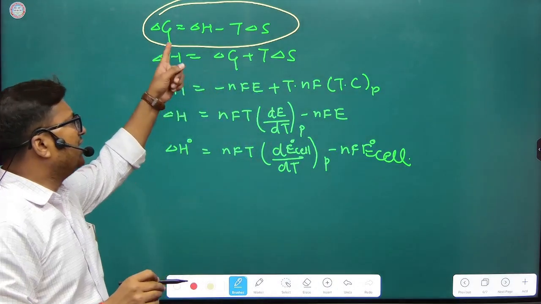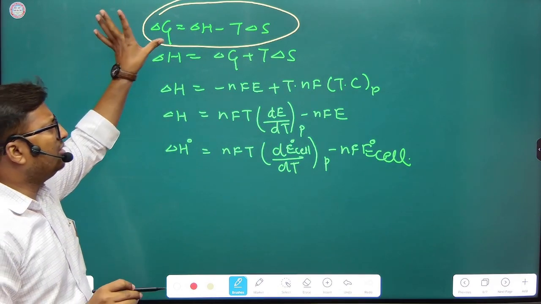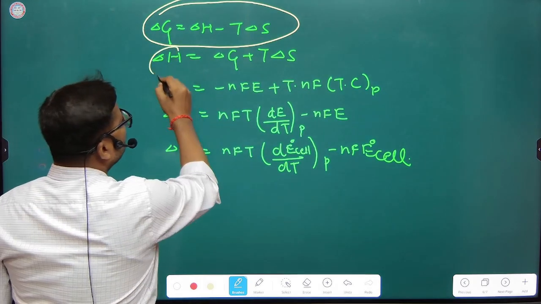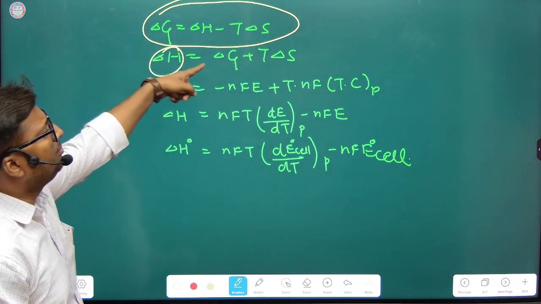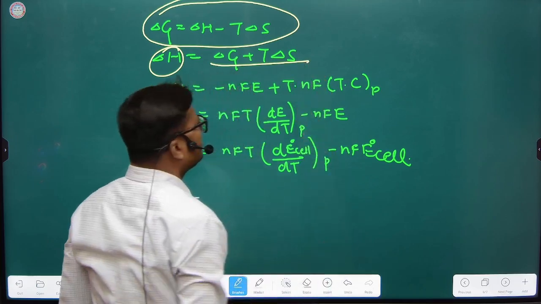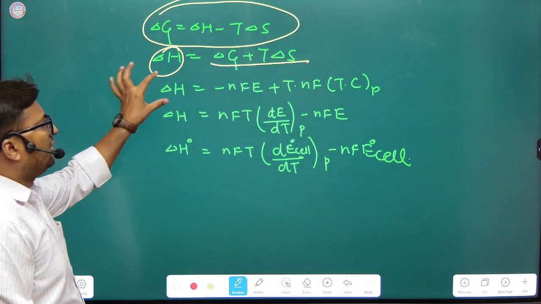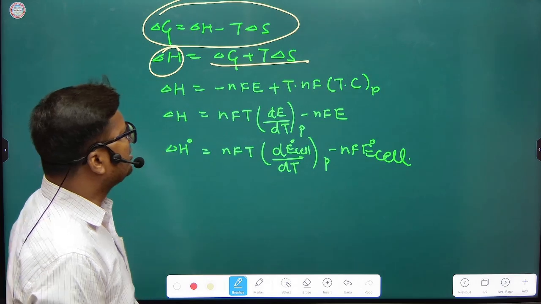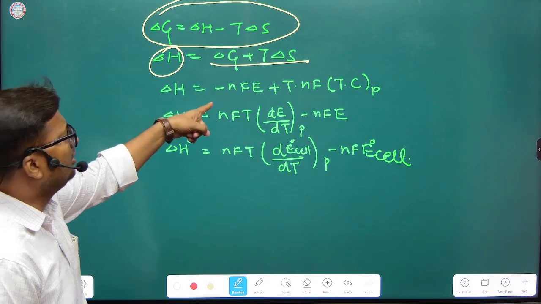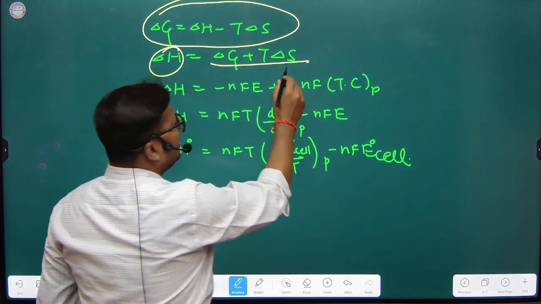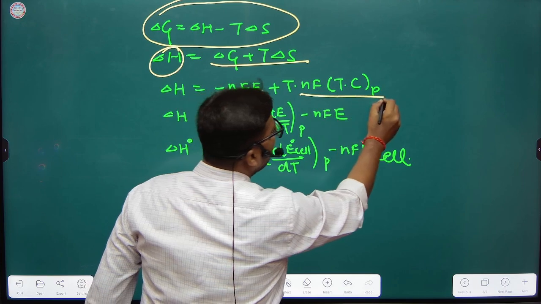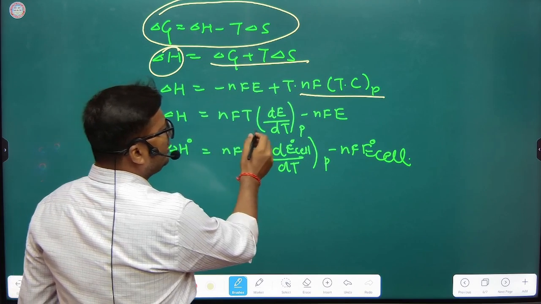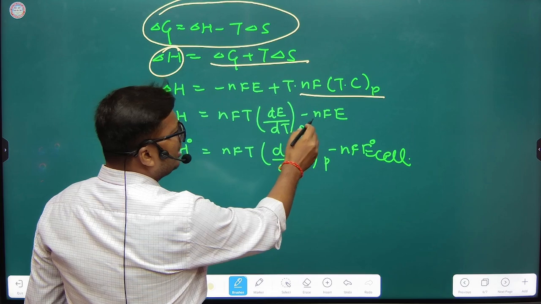So in a galvanic cell, the change in Gibbs free energy is always negative, and we have to find out delta H. So delta H is equal to delta G plus T delta S. So both terms can be added here. So delta H is equal to delta G, which is equal to minus nFE, which we defined earlier, plus T delta S, where delta S means nF times the temperature coefficient at constant pressure, right? So delta H overall is nFT dE upon dT at constant pressure minus nFE.